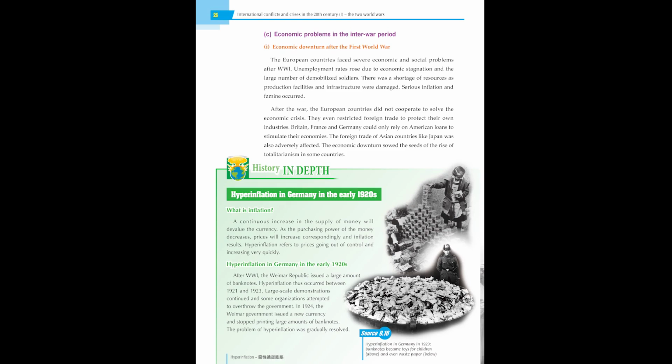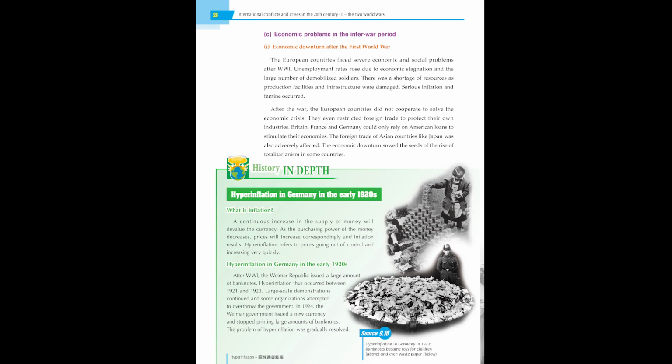Hyperinflation in Germany in the early 1920s. After the First World War, the Weimar Republic issued a large amount of banknotes. Hyperinflation thus occurred between 1921 and 1923. Large-scale demonstrations continued and some organizations attempted to overthrow the government. In 1924, the Weimar government issued a new currency and stopped printing large amounts of banknotes. The problem of hyperinflation was gradually resolved.